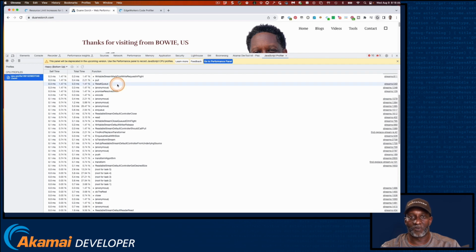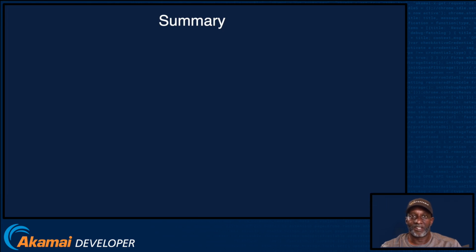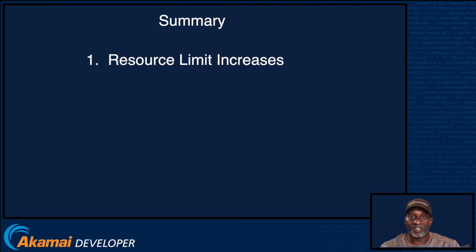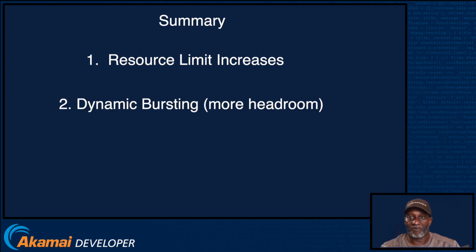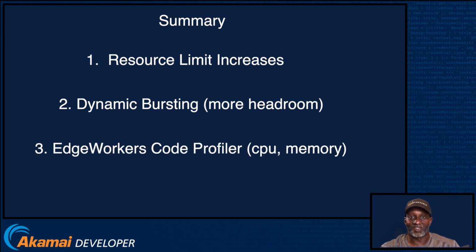Okay, well, let's summarize what we've talked about so far. First, the updated limits that we've seen are great. We've seen a 10x reduction in number of errors since implementing them. Also, we noted that the new dynamic bursting is enabled for everyone and provides some additional headroom so that if you do exceed those published limits, you're less likely to get an error. The code profiler allows you to debug your EdgeWorker and JavaScript code for CPU and memory. You can run that from the CLI, from Visual Studio Code, as we've seen in this example, as well as other tools that support standard debug file types like Chrome.